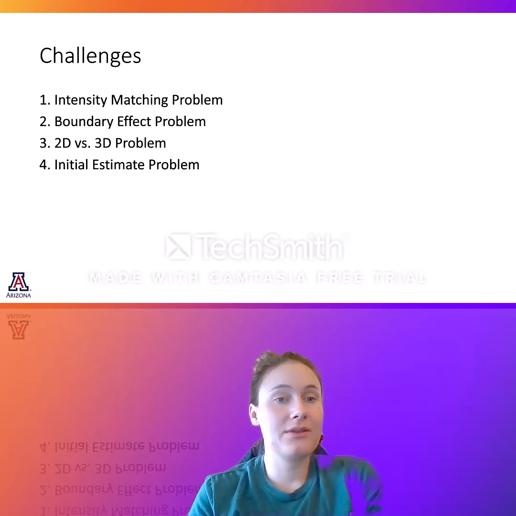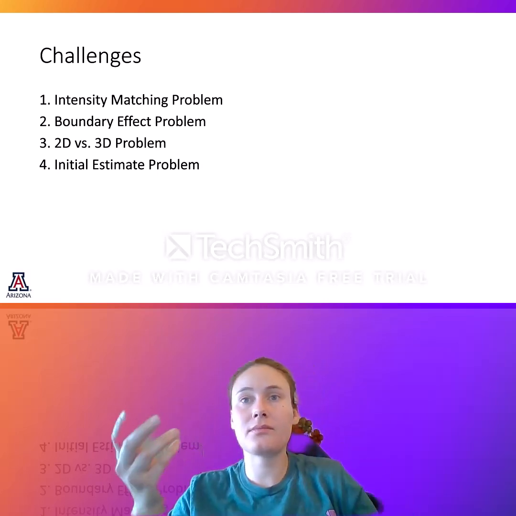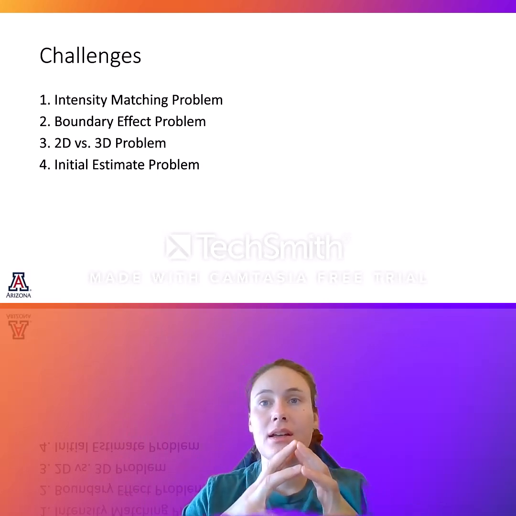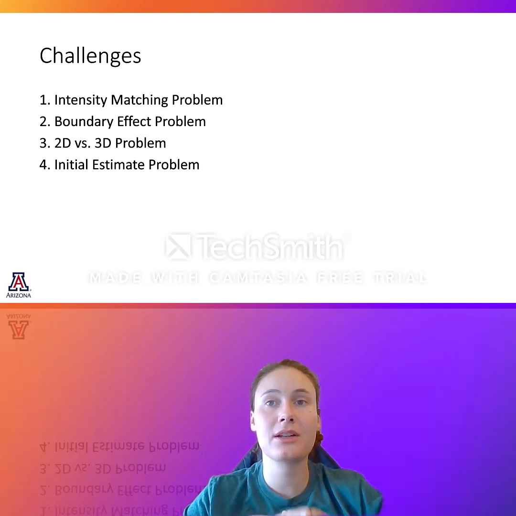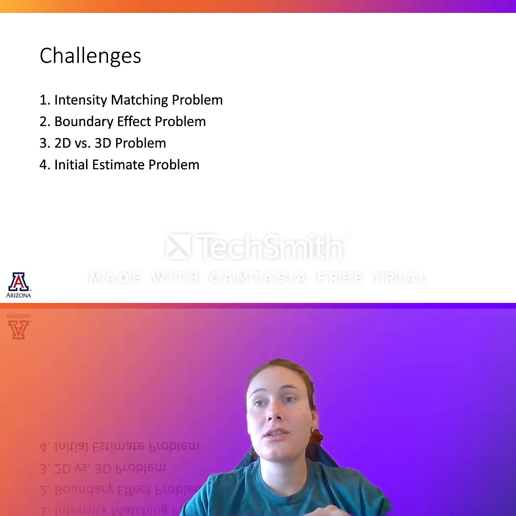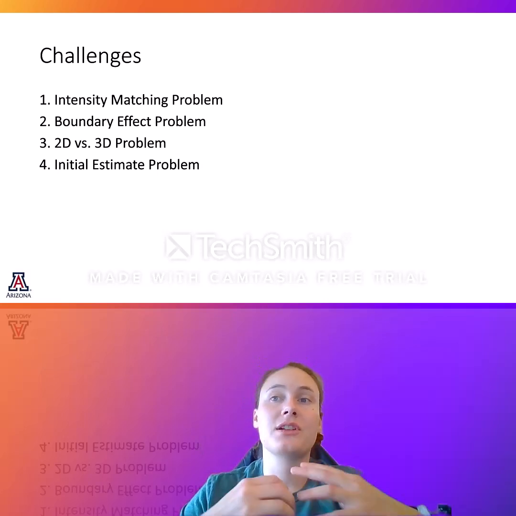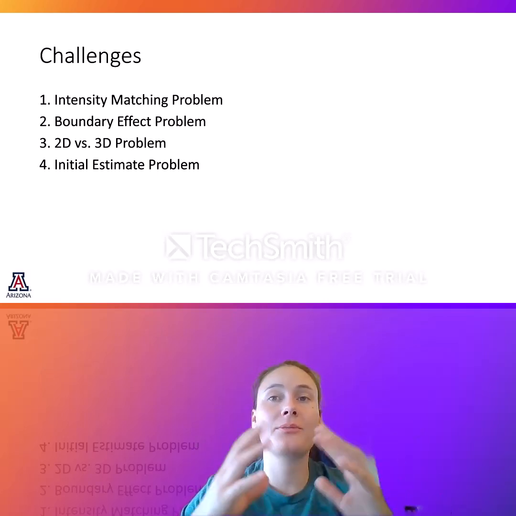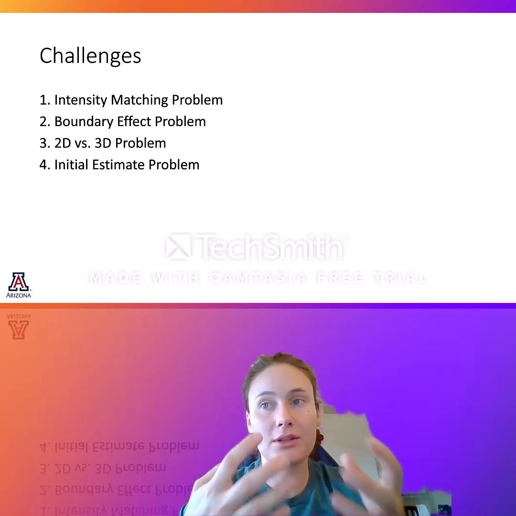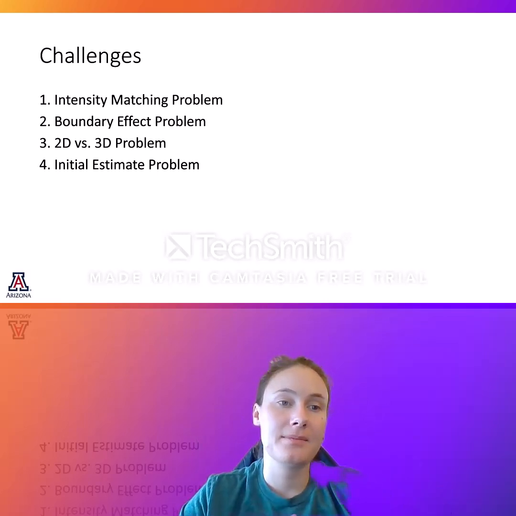Then we have the 2D versus 3D problem. So most models are developed in 2D scenarios, and the applications, such as medical imaging, are 3D problems. And then the last obvious challenge using the inverse model is the initial estimate problem. So, for example, if one is imaging a homogeneous region with an irregular boundary, it is very hard to have a reference material. And it's important to look at how we get an initial estimate in this case.